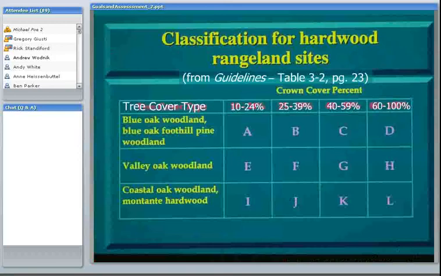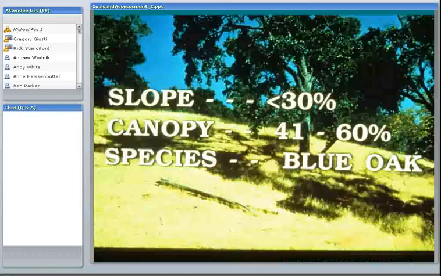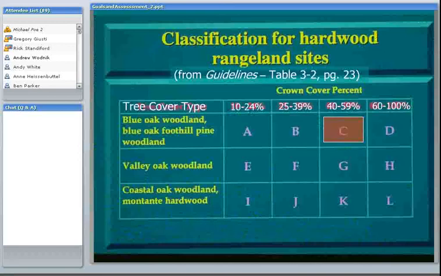And we break it into four broad crown cover types: 10 to 25%, 25 to 40, 40 to 60, and 60 to 100. And excuse the washed out nature of this slide here, but just as an example, here's a blue oak woodland, 40 to 60% canopy cover with a slope under 30%. And with this information, we can use those tables and get some general information about what the possibilities are for that particular stand.